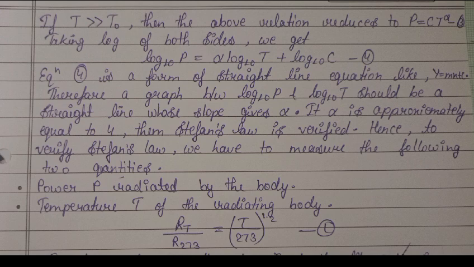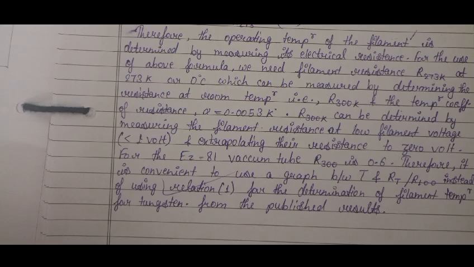Hence, to verify Stefan's law, we have to measure the following two quantities. Firstly, power radiated by the body, and secondly, temperature T of the radiating body. The temperature of the radiating body is determined by using the well-known resistance temperature relation expressed as R at temperature T upon R at temperature 273 is equal to (T upon 273) raised to power 1.2. Therefore, the operating temperature of the filament is determined by measuring its electrical resistance.